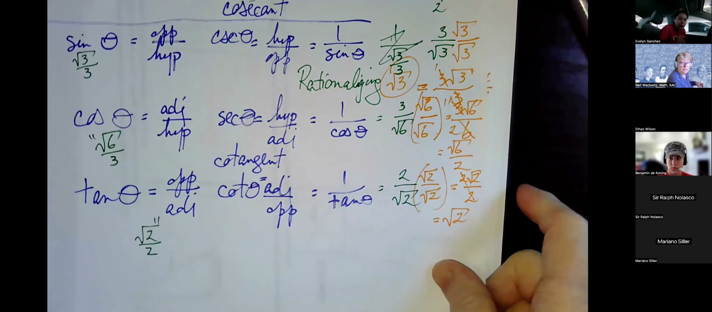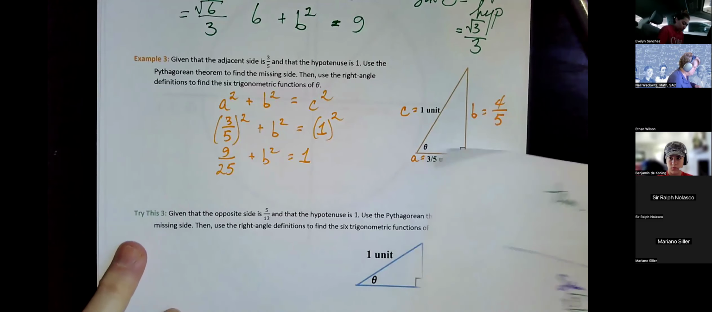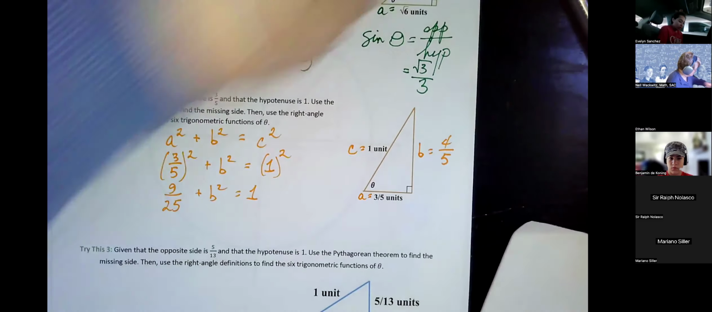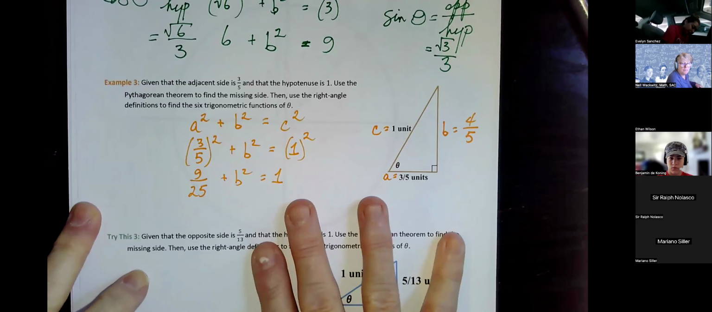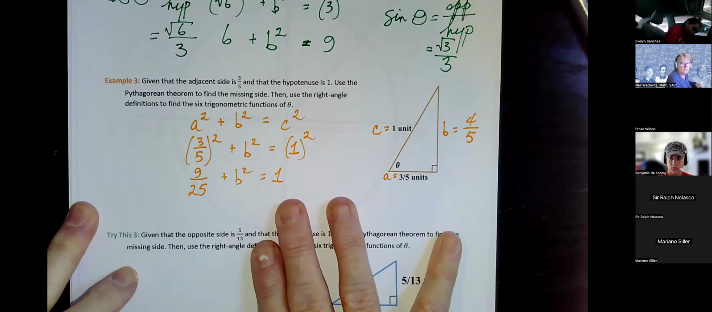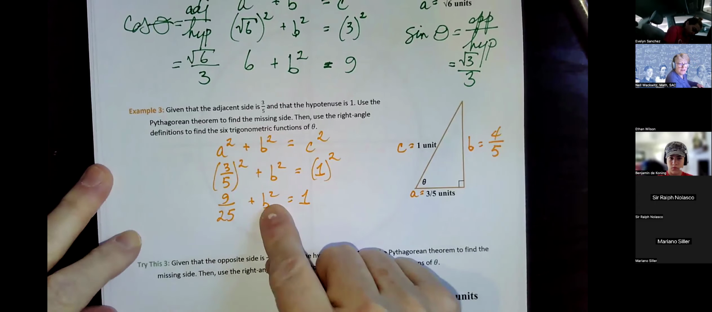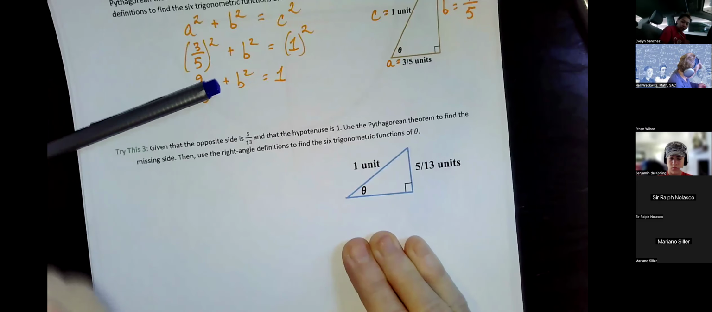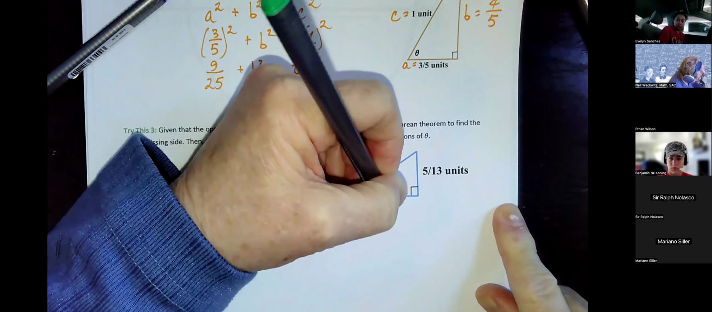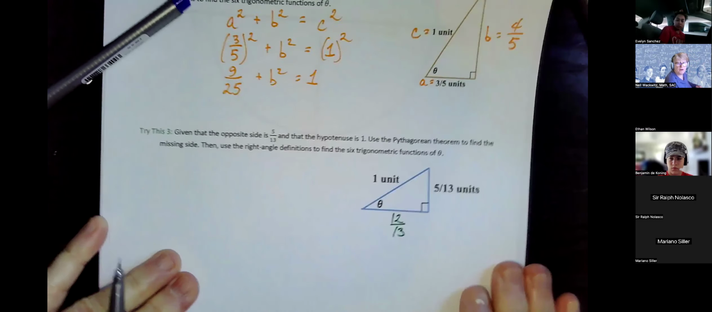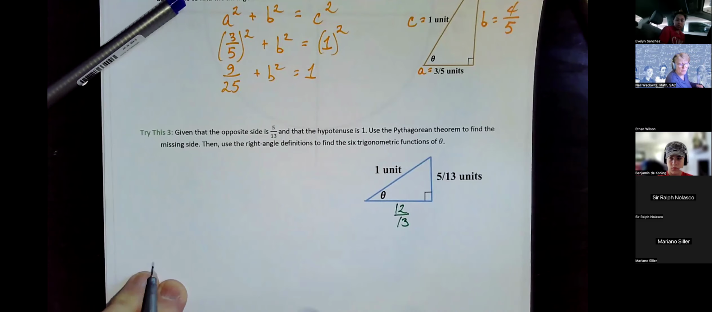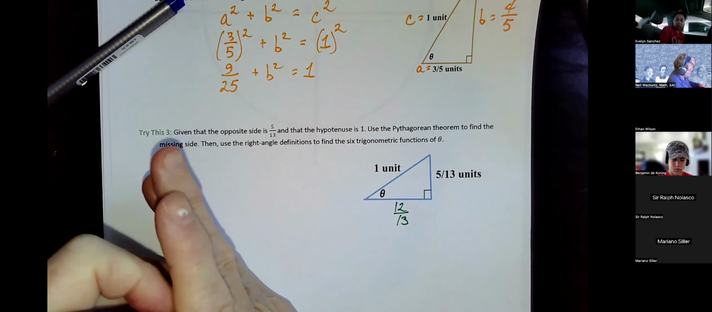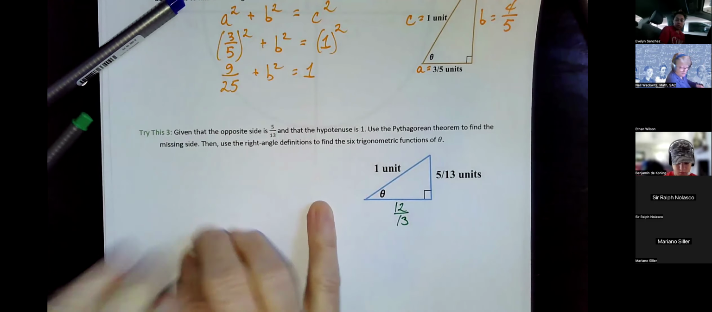So I want y'all to play that same game. Actually, let's do this one together, and then y'all, since you already figured out that the third side of the triangle here was 12/13, you're going to find the 6 trigonometric ratios for that triangle after we do the same thing with this one.